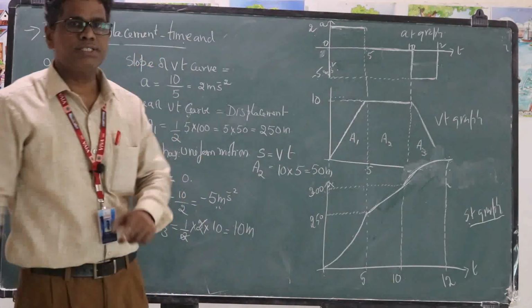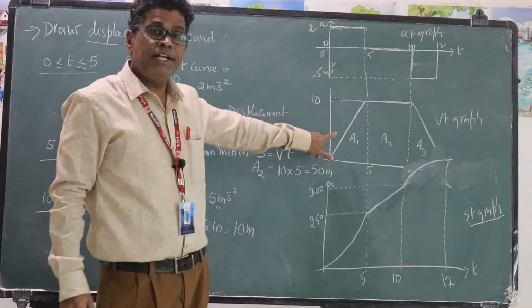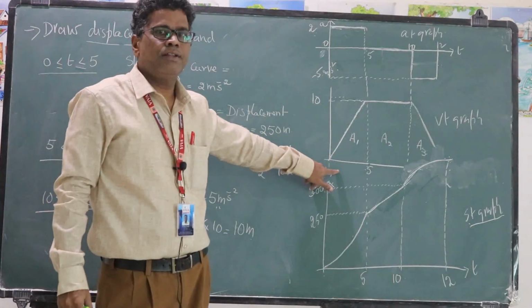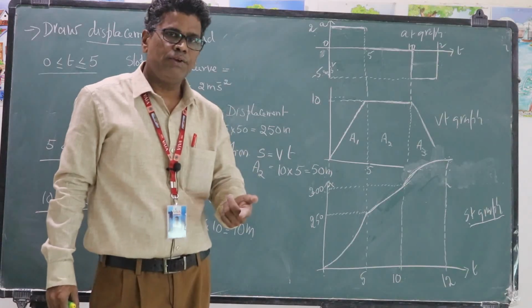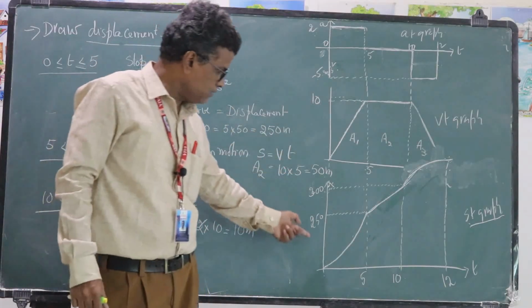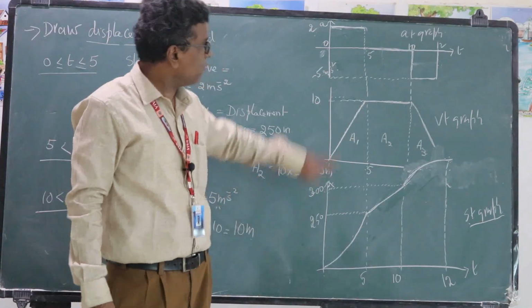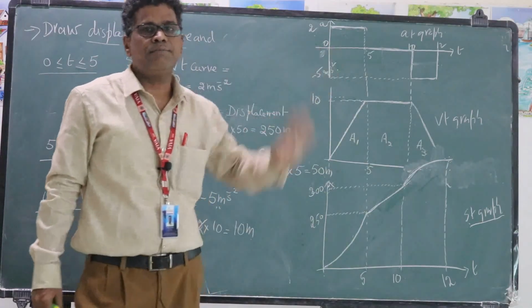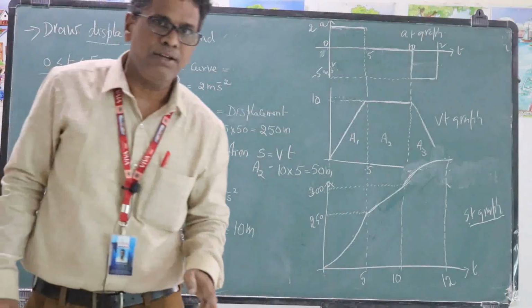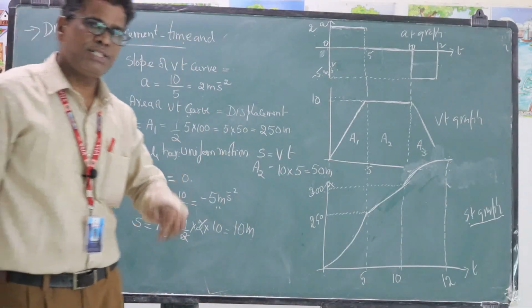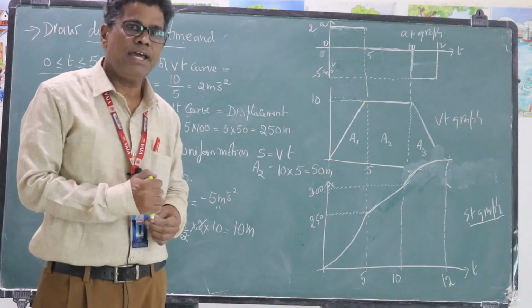This is the answer for this question. What is the question here? The v-t graph is given. We have to draw the s-t graph and the a-t graph. That is the problem. The v-t graph is given; we draw the s-t and a-t graphs. Clear?